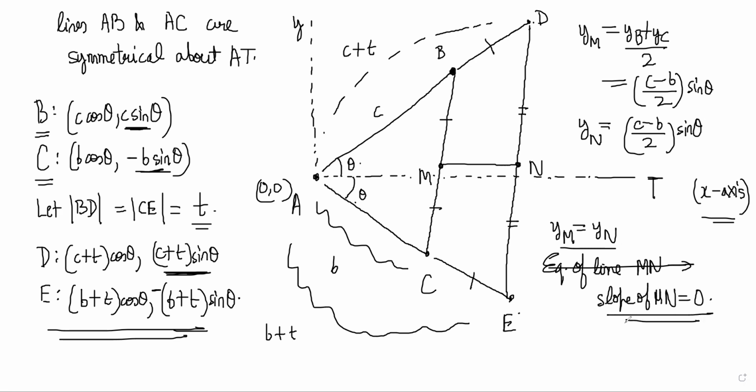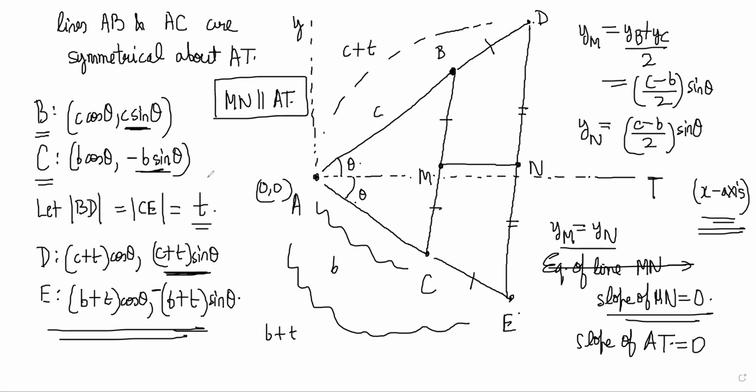And if slope of MN is 0, we know that slope of AT was 0 because we chose AT as the x-axis, right? Since we have chosen AT as the x-axis, slope of AT is 0 and slope of MN is 0. So that implies that MN is parallel to AT. So a very simple solution based on choosing the right xy coordinates and the right origin. We chose A as the origin and AT as the x-axis, right? And that was the trick to solving this problem.